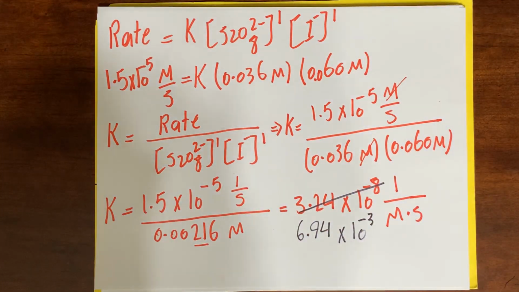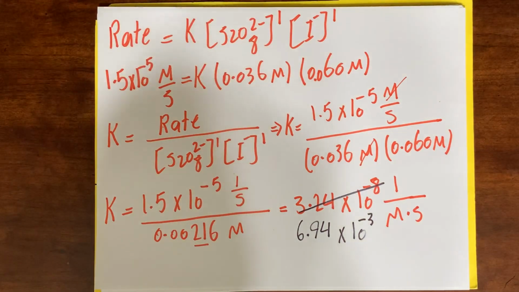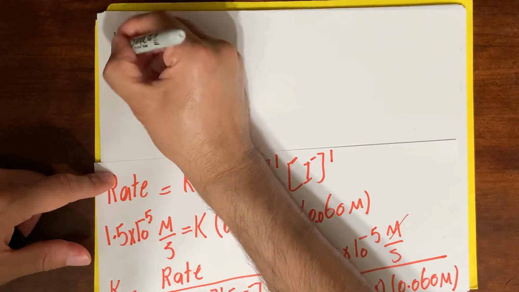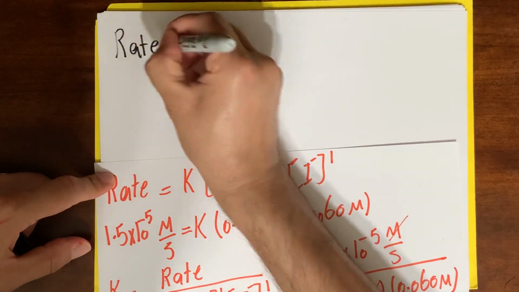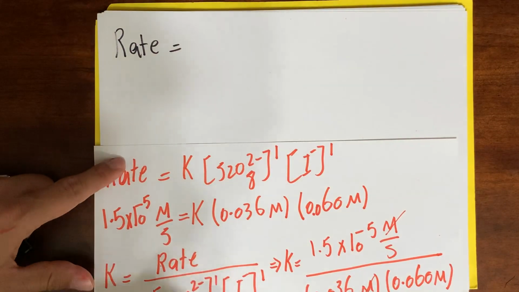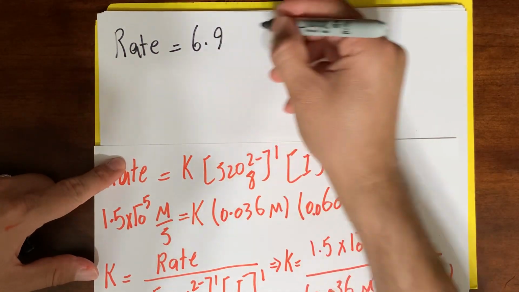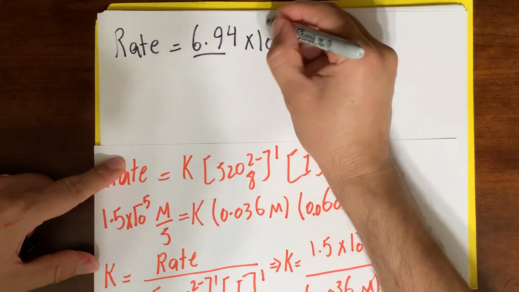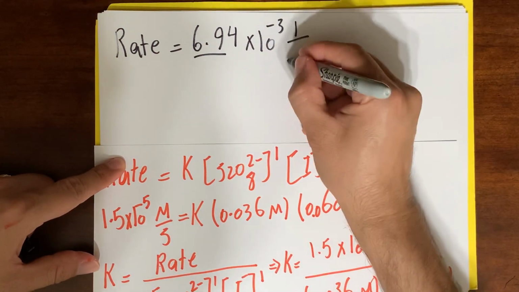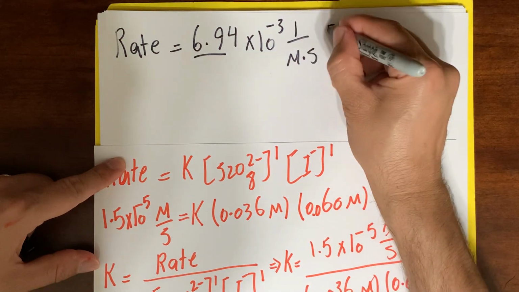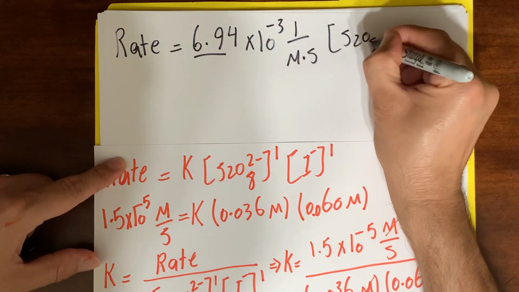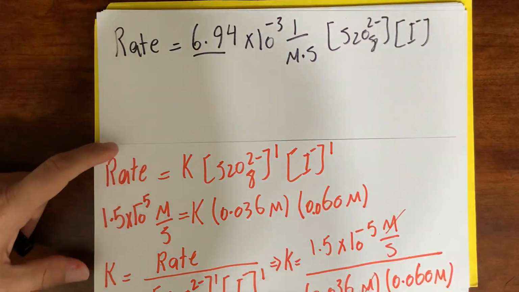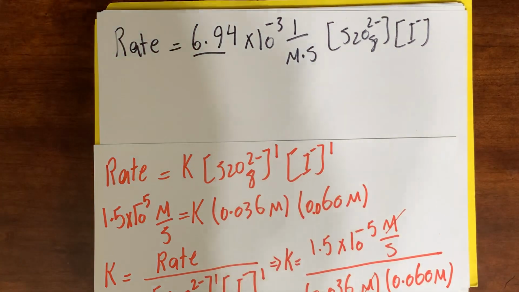Okay, so we got the K. So now I can say the rate law is equal to K, which is 6.94 multiply 10 to the power of minus 3, 1 over M multiply s, multiply S2O8 to the power of minus 2, multiply iodide. Okay, this is the rate law.